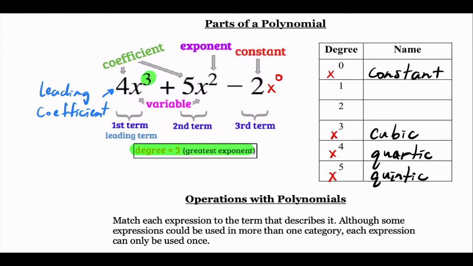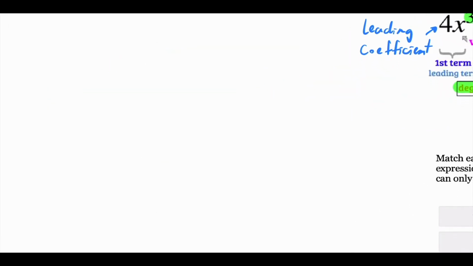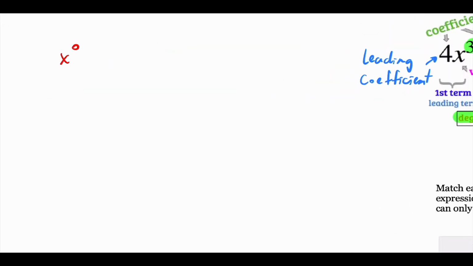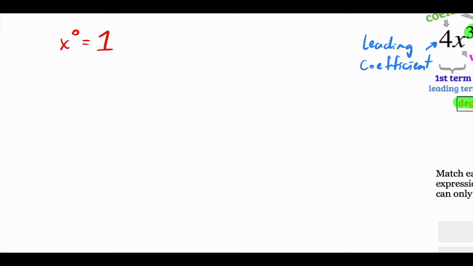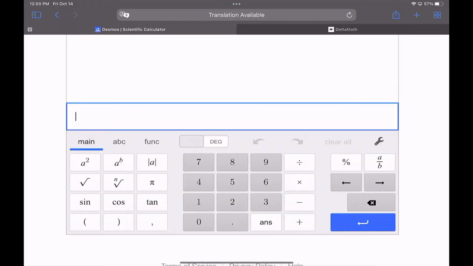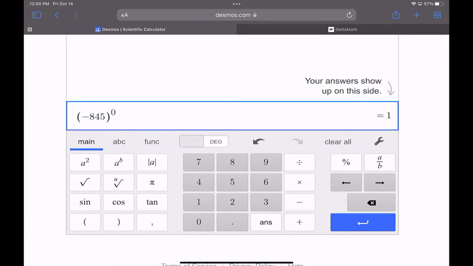The reason we do not write that is because, let me go over here for a second. Anything to the 0 power is always going to be just +1. Anything you can think of, the biggest number you can think of. One of my classes didn't believe me, so I showed them this. They chose -845. That was the number they chose. And I was like, okay, to the 0 power. The answer is always going to be +1. The ugliest, craziest number you can think of, it's always going to be +1. Okay? Anything to the 0 power.